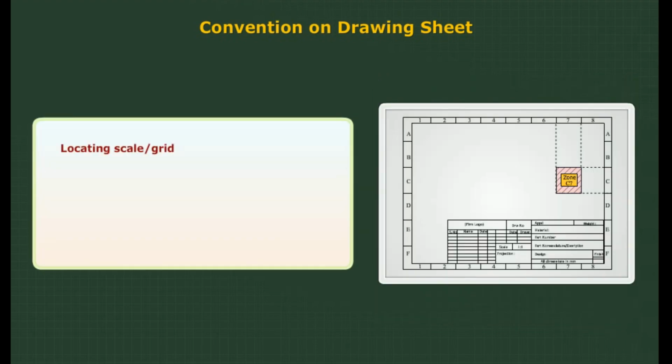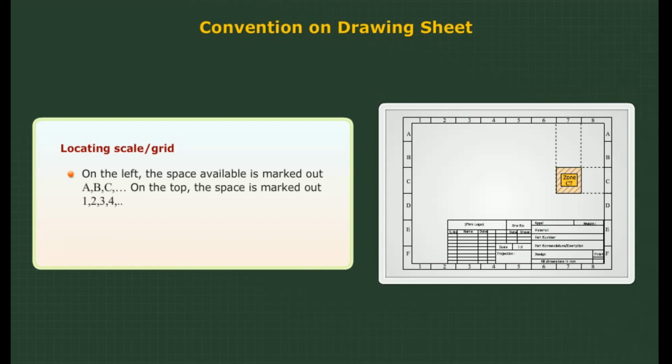Locating scale or grid. In many cases, a further 5 mm space is used along the left and top margin, locating scale or grid. On the left, the space available is marked out A, B, C. On the top, the space is marked out 1, 2, 3, 4. Thus, any region of the drawing can be identified through this grid system. Example, C7. This is of use while referring to features or dimensions on large drawings.